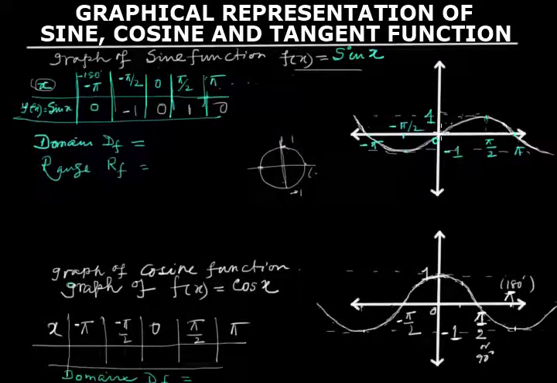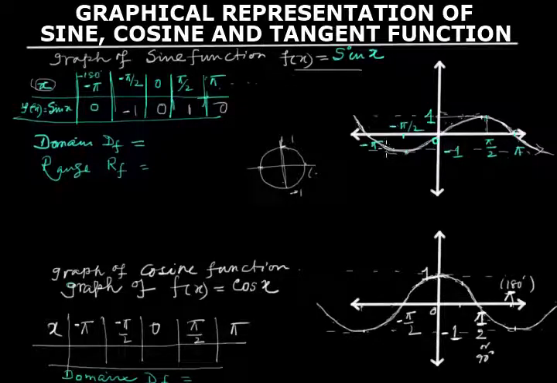So at 0 the sine is 0, then at 90 the maximum value is 1, and then at pi it is 0, and then it is coming to the negative side. On the negative side also, at minus 90 the value is minus 1, and at minus pi it is 0.